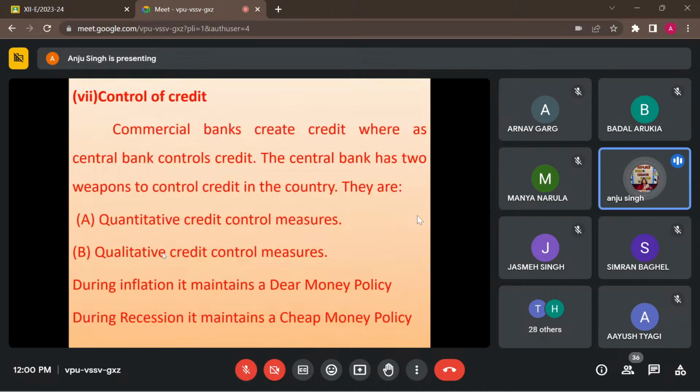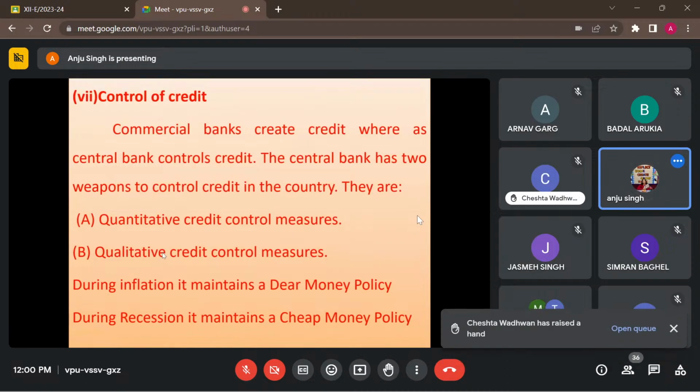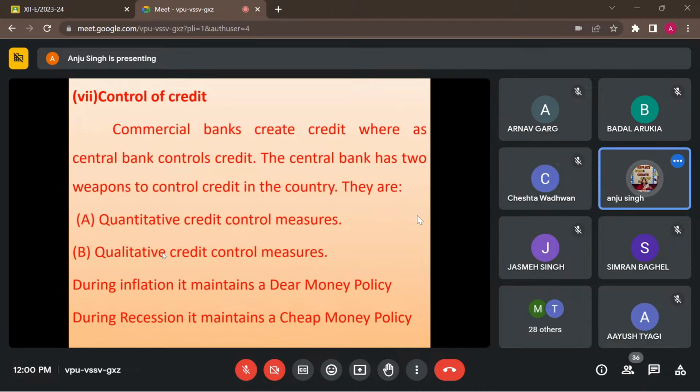That's right. Which other rate, which other tool, children, will be a quantitative credit control measure? Yes, Cheshta? Open market operations and LRR. Very good. Open market operations. LRR here we will say reserve ratios, which means CRR, SLR. Yes. Which is the other tool? Okay. Now, any other tool which is a quantitative credit control measure?